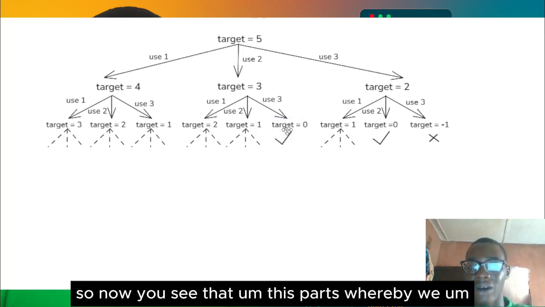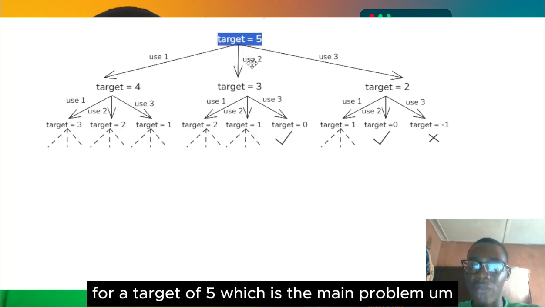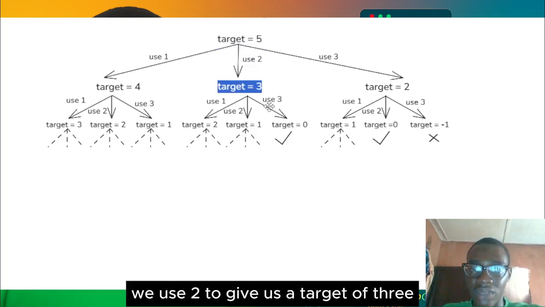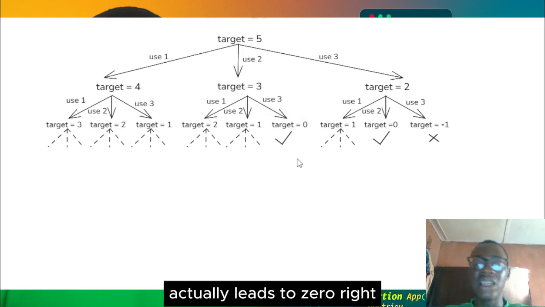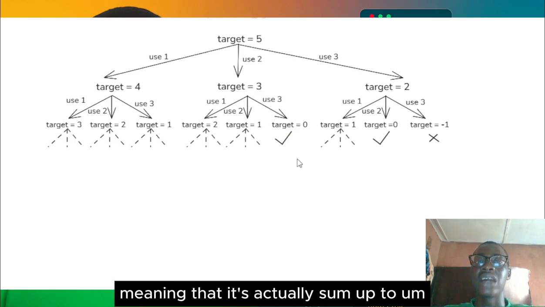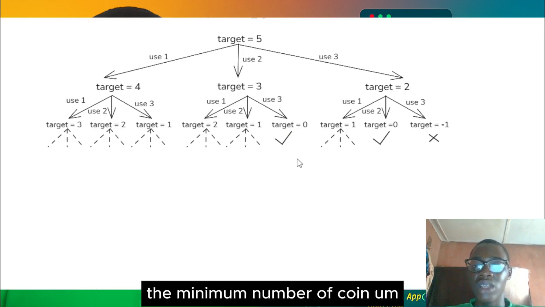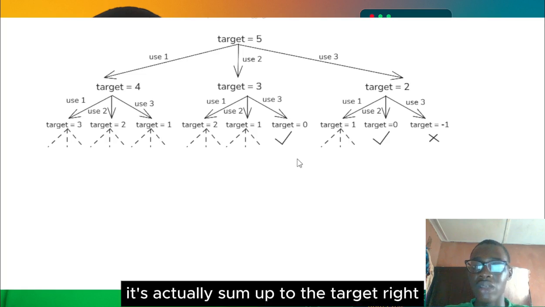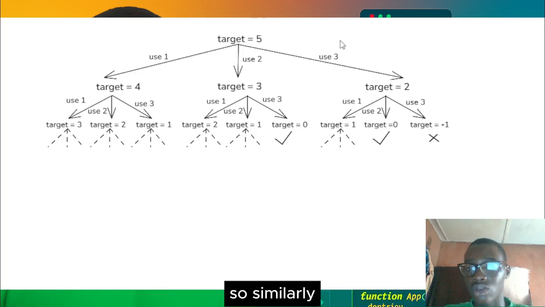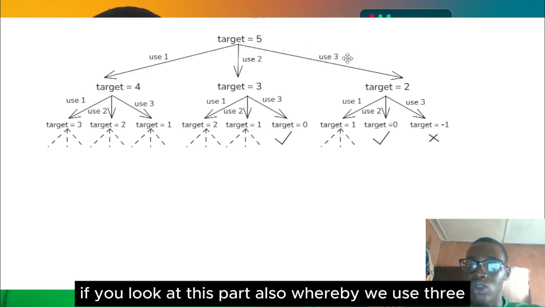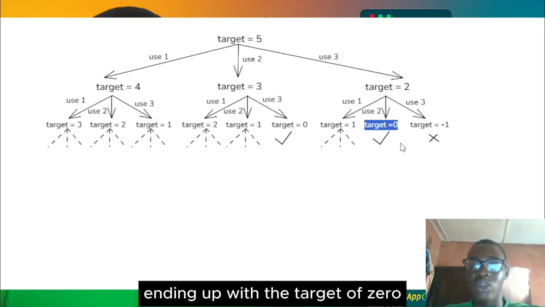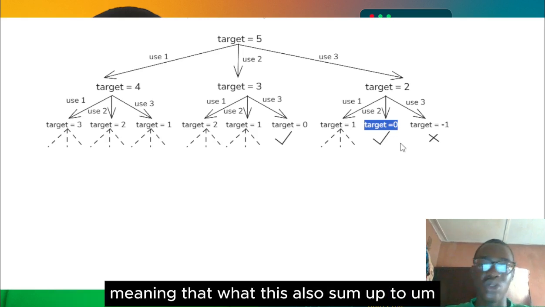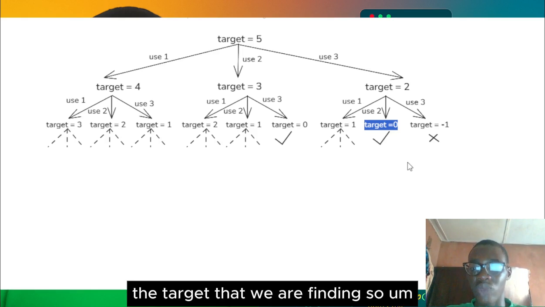So now we see that for a target of 5, which is the main problem, we use 2 to give us a target of 3, then we use a 3 to give us a target of 0, which actually leads to 0, right? Meaning that it sums up to the target, right? Similarly, if you look at this part also, whereby we use 3, we have a target of 2, and by using 2 we end up with a target of 0, meaning that this also sums up to the target that we are finding.